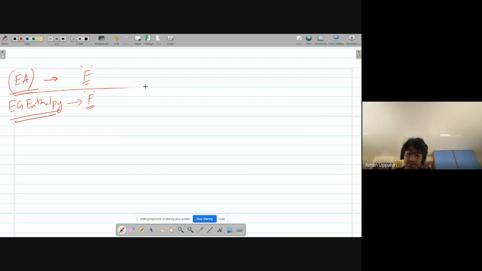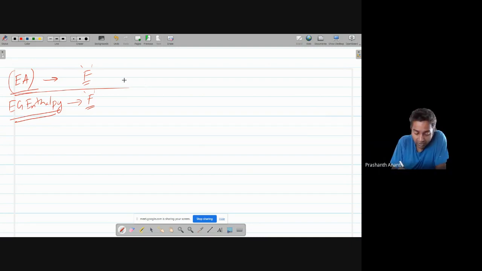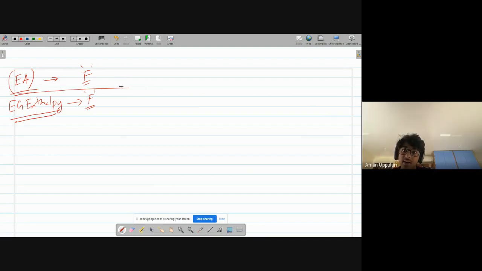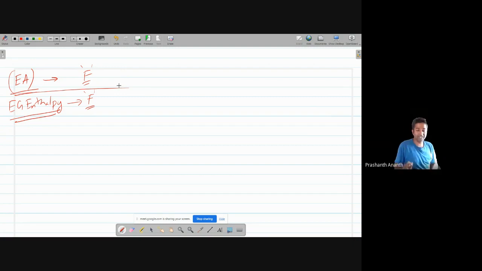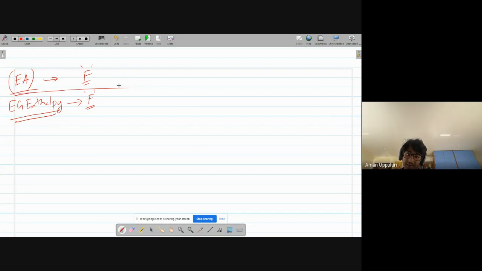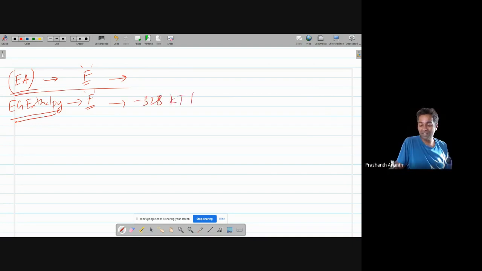Minus 328. That's what is given as the electron gain enthalpy. Check on Google. I'm saying check on Google. Write it as electron affinity of fluorine and electron gain enthalpy of fluorine, and then check on Google. Yeah, in NCERT it says electron gain enthalpy is minus 328 kilojoule per mole. Good. Now go with the electron affinity. Check on Google.